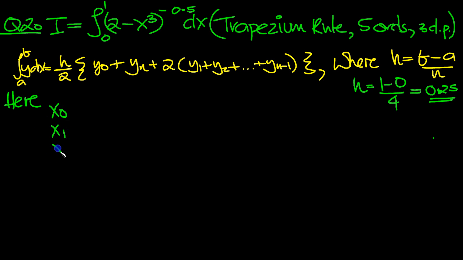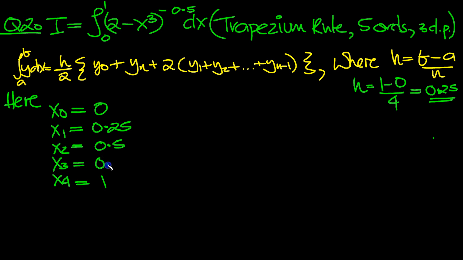So here then, let's write down x0, x1, x2, x3 and x4 first to get these x values, and then we can get the corresponding y values. So 0 will be the first one, x4 will be the last, which is 1. Then we're dividing it into 0.25s, aren't we? So if we jump up by 0.25, and then another one, and then another one, we get our 5 ordinates. Now we need to work out y0, y1, y2, and then y3 and y4.